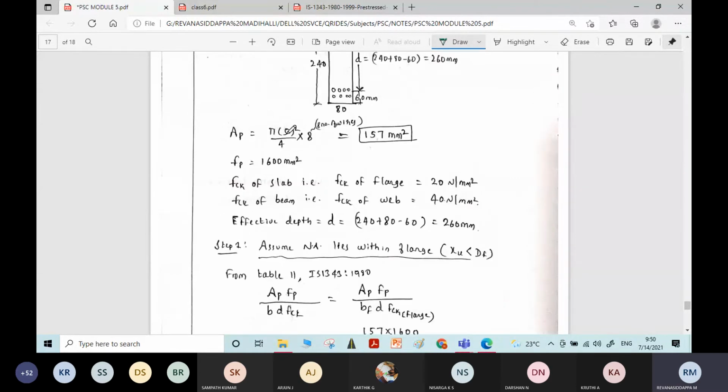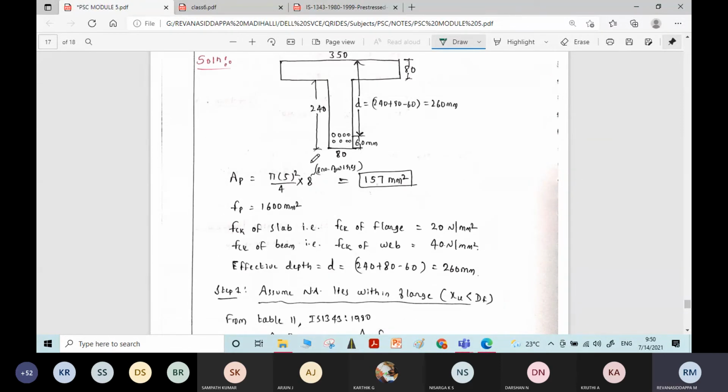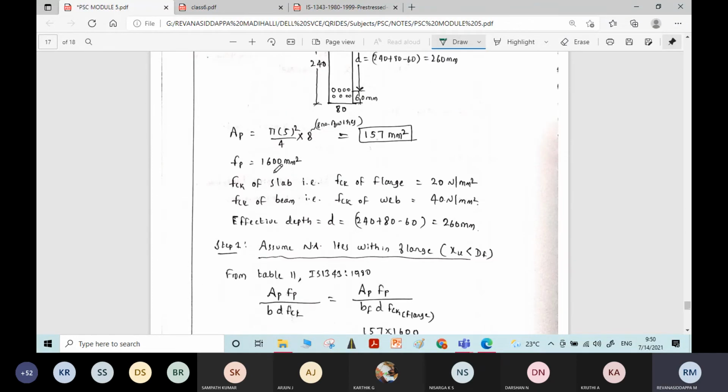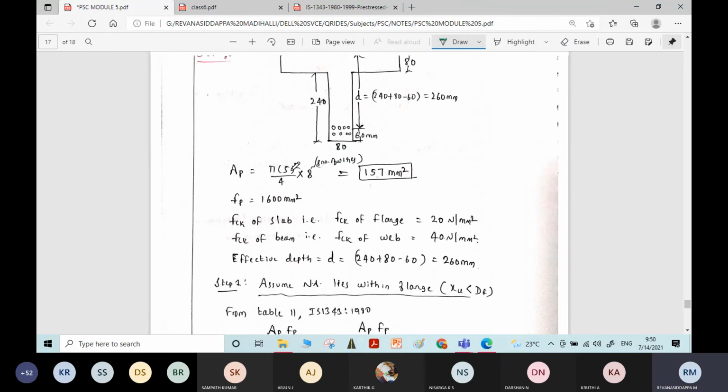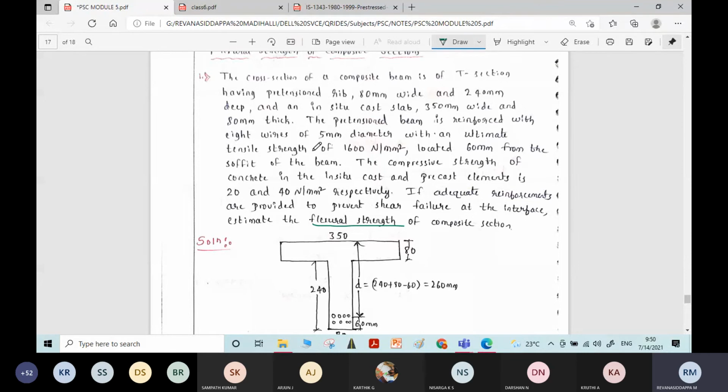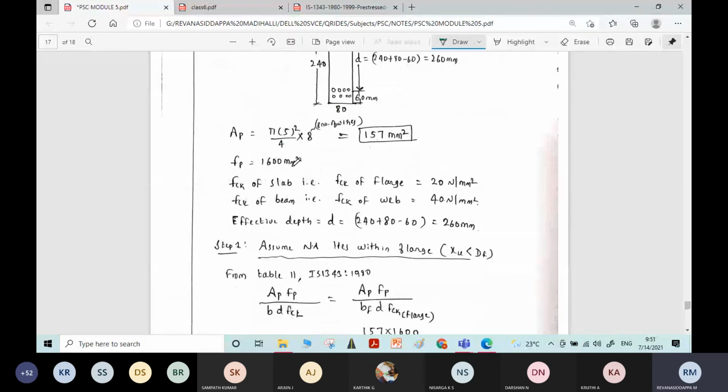Here I have written all the given data. There are 8 wires having 5 mm diameter. For that I have calculated the total area of prestressing steel Ap, which I got as 157 mm square. Then fp, the ultimate tensile strength, is given as 1600 Newton per mm square. It is Newton per mm square, not mm square. Then fck of the slab and fck of the beam are given.